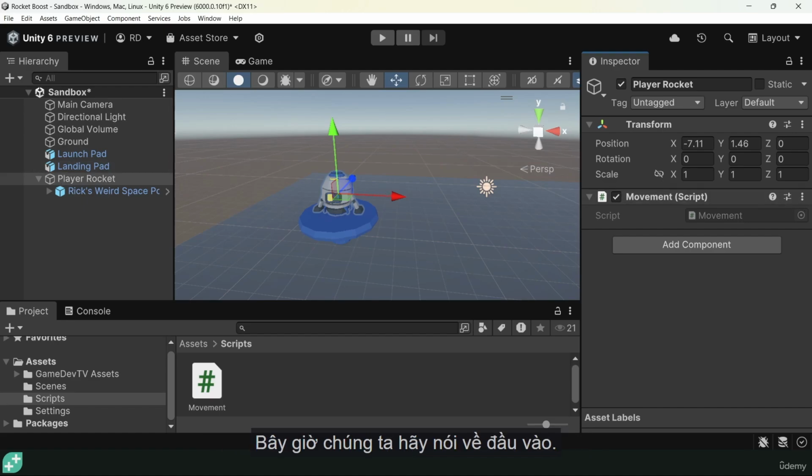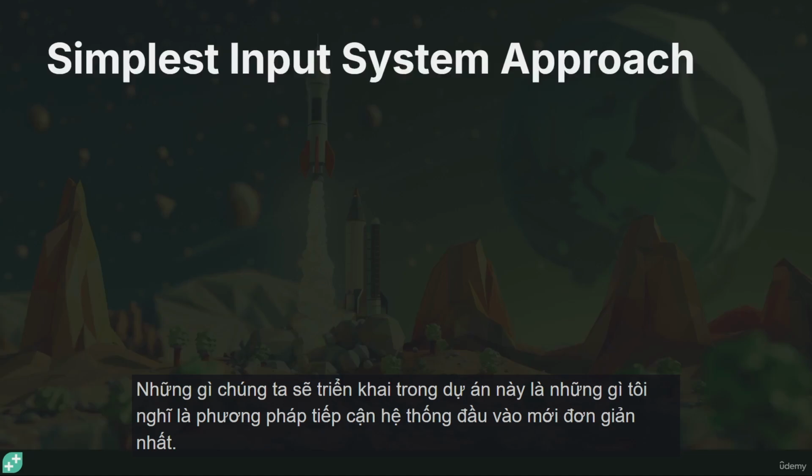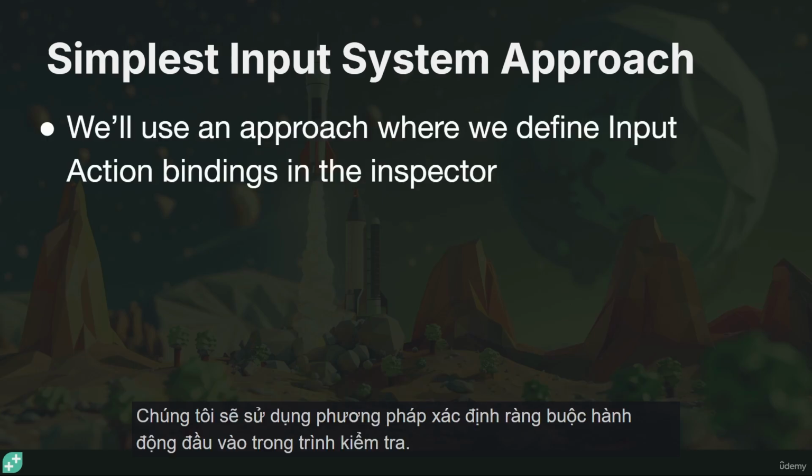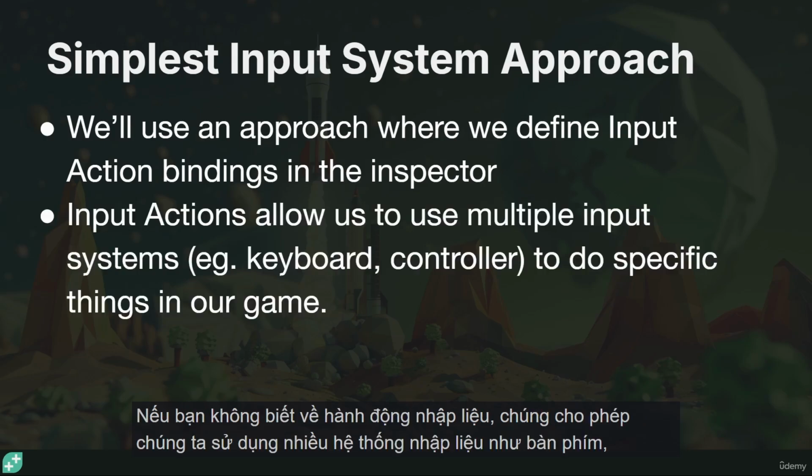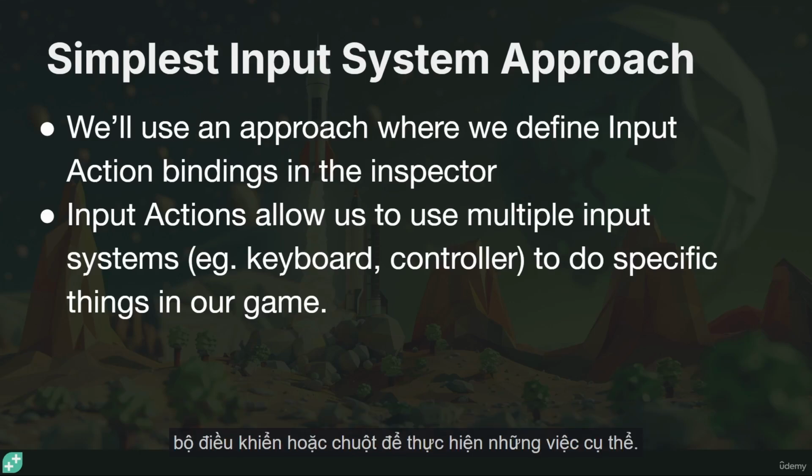Now let's talk about input. What we'll implement in this project is what I think is the simplest of the new input system approaches. We'll use an approach where we define input action bindings in the inspector, and I'll show you on the next slide the step-by-step process for doing that. If you don't know about input actions, they allow us to use multiple input systems such as keyboard or controller or mouse to do specific things in our game.